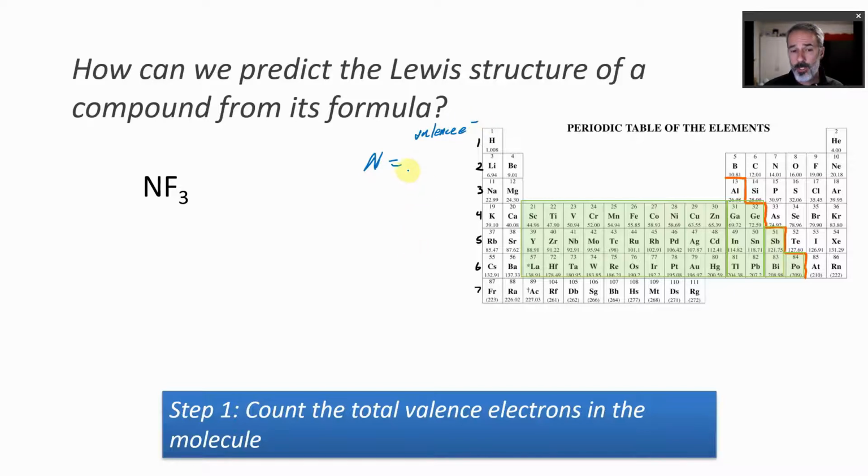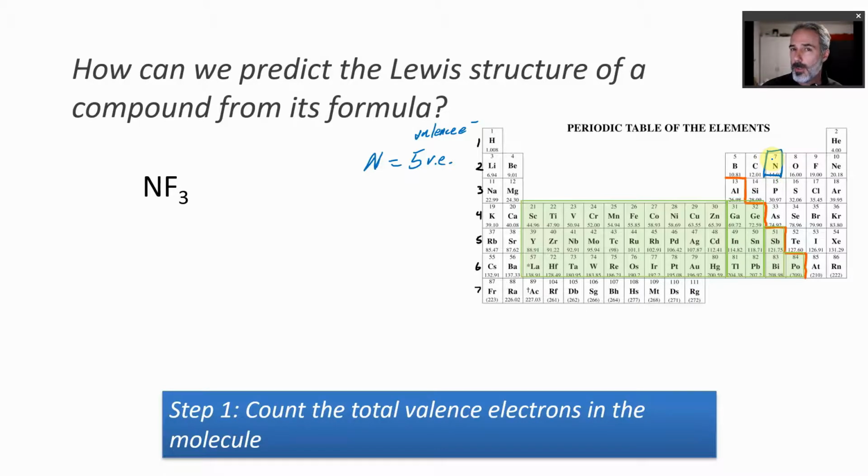Well, nitrogen will contribute 5 valence electrons. How did I figure that out? Well, the first thing is I had to convince myself that the answer is not -3. That's the charge of nitrogen, and these are not ionic compounds. We're trying to figure out how many valence electrons there are, and it's been a while since we've looked at this. Nitrogen is right here.